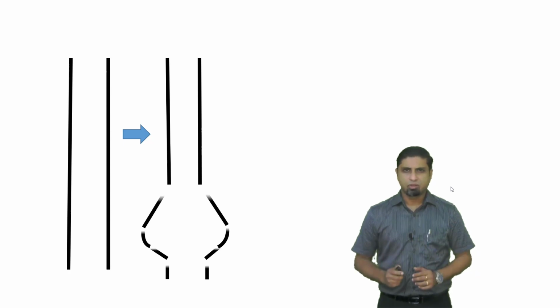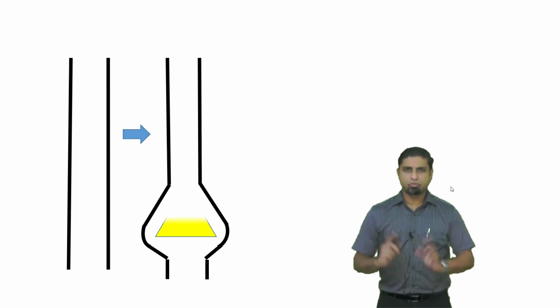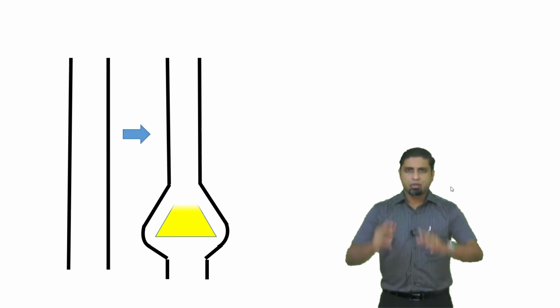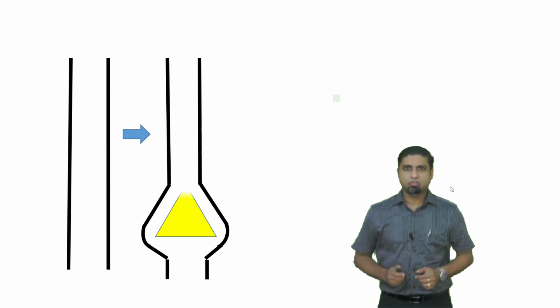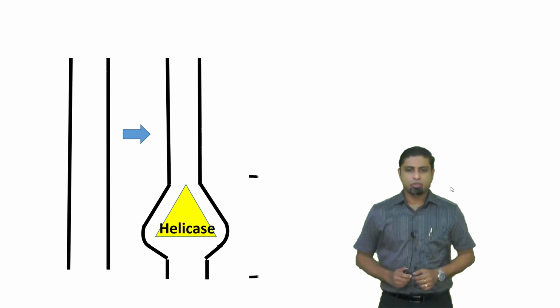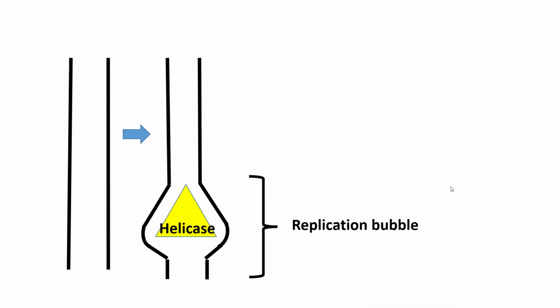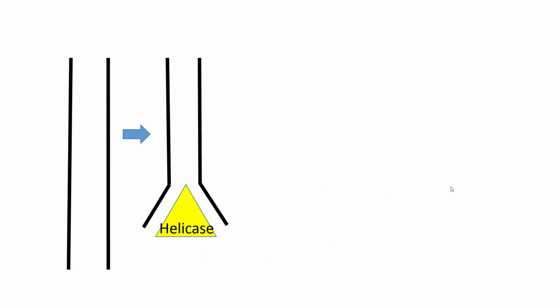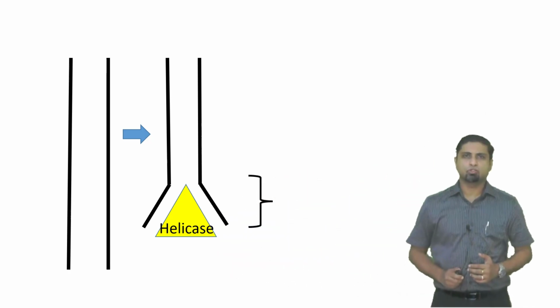Now, helicase does this by insinuating itself between the two strands of DNA, and you get a structure which is something like this. And as you can see, there is helicase insinuating itself between the two strands. This bubble-shaped structure that you see is what you call the replication bubble. Now, for our convenience, we shall reduce the replication bubble to what is called the replication fork, as you see here.